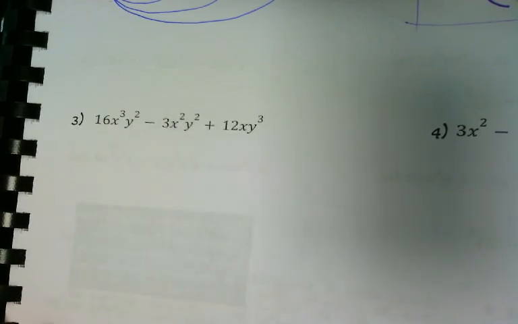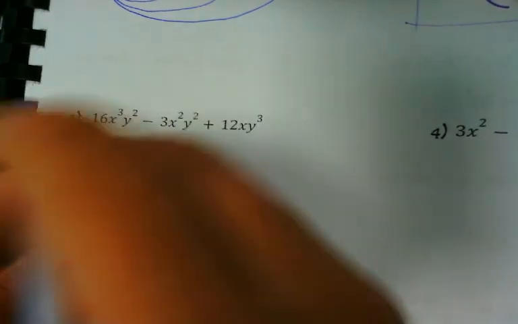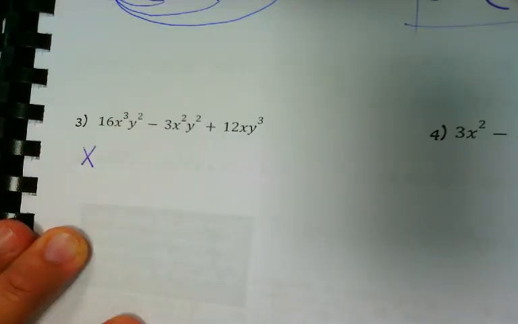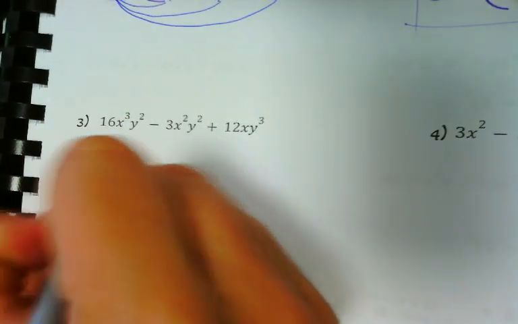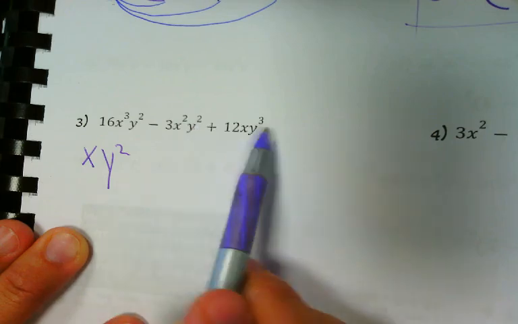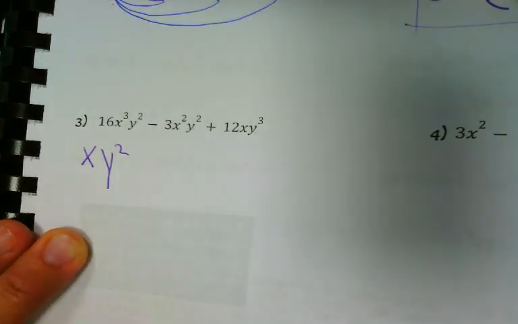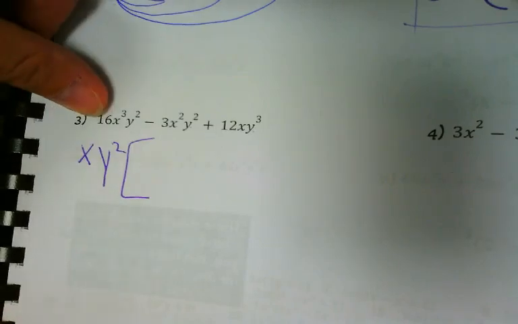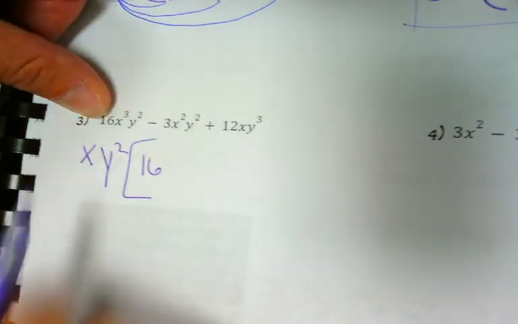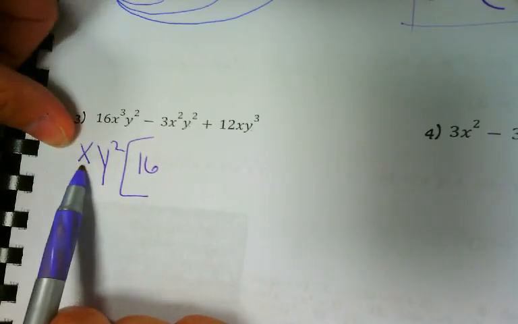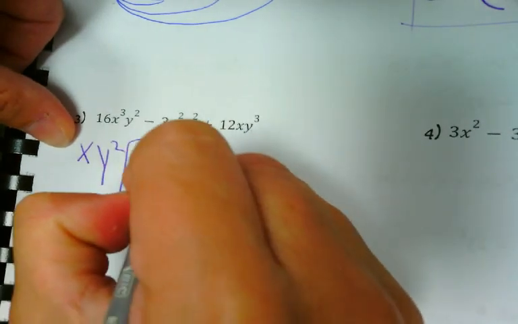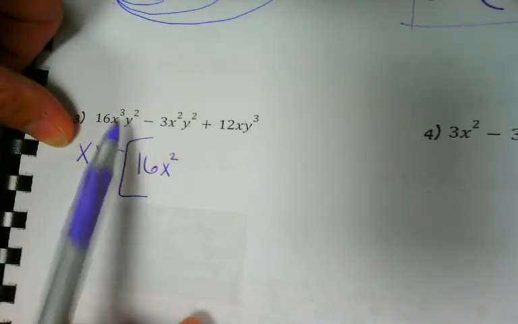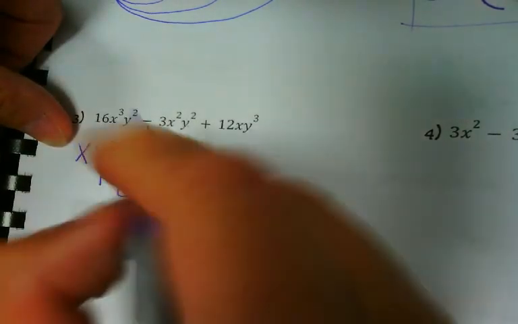How about variable-wise? What could we pull out? X? Can we go bigger than just y? Y squared, right? That would be the smallest in each one. I could definitely take out a y squared in each one. Okay, so just be careful with exponents. So obviously I still have 16. If I had x cubed and I took out 1x, then I would have x squared. Y squared took out y squared, so there's no y's.